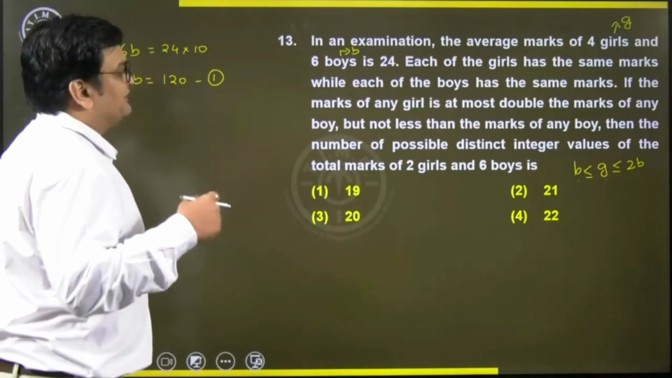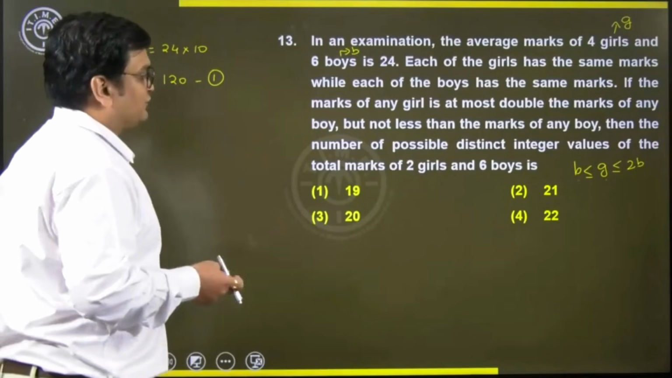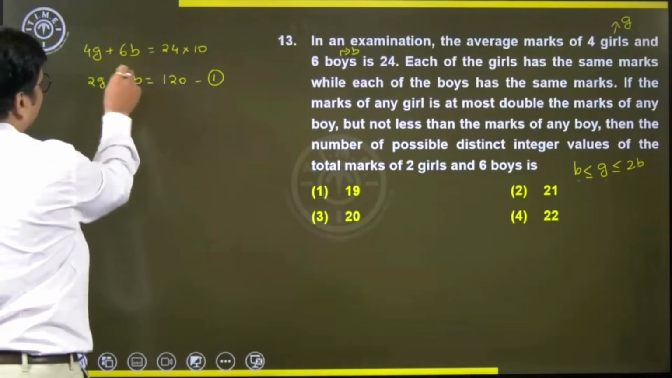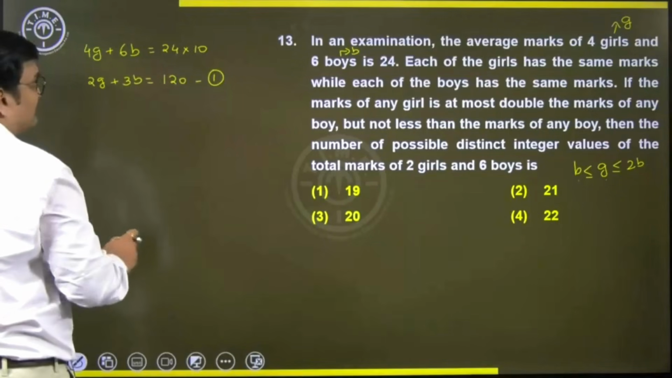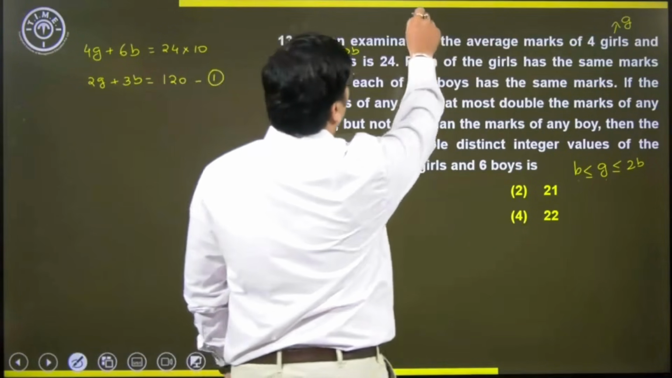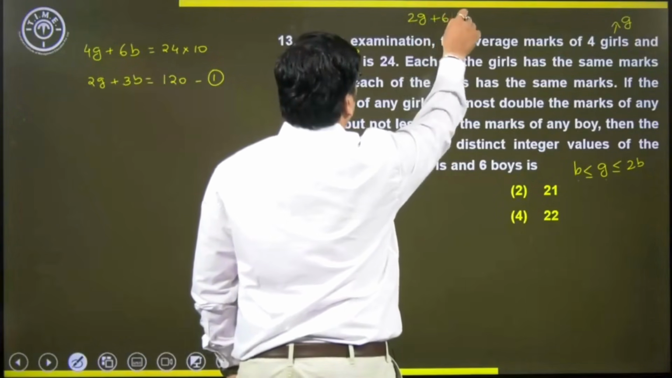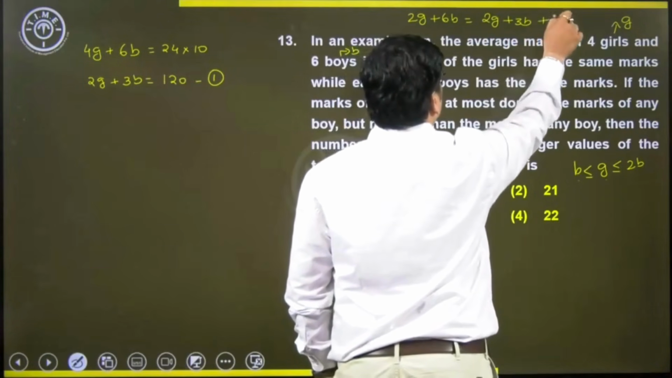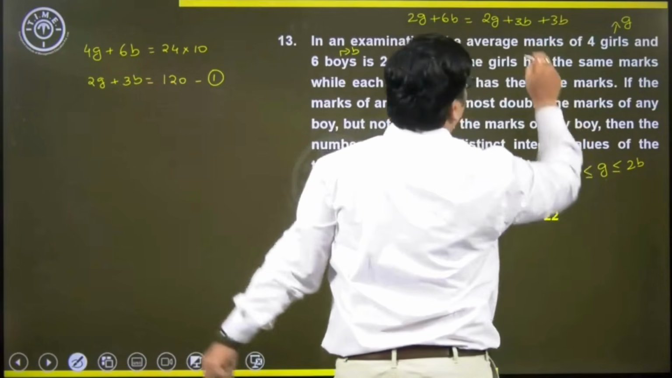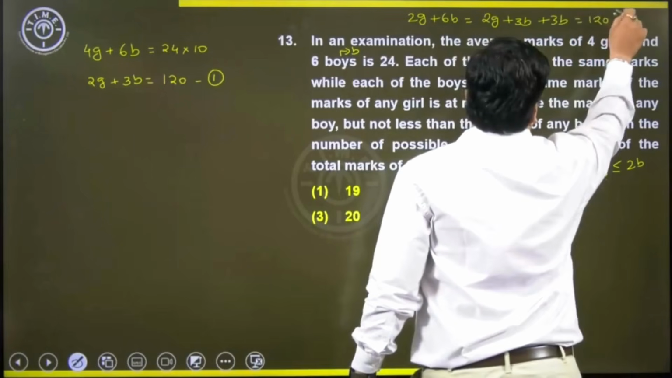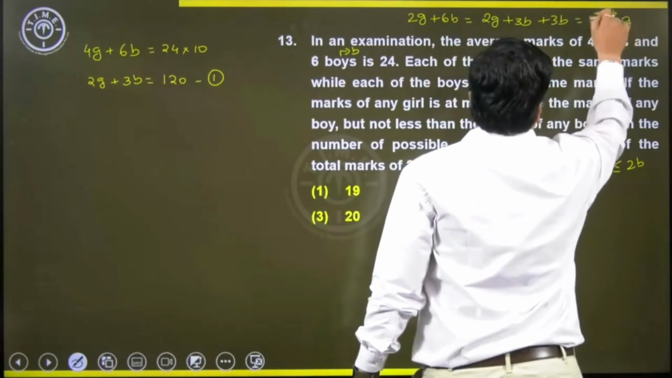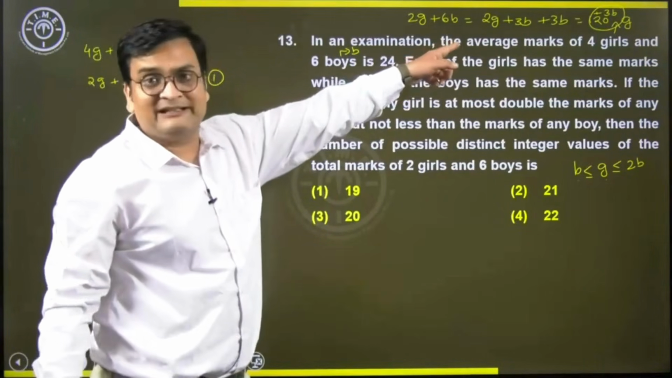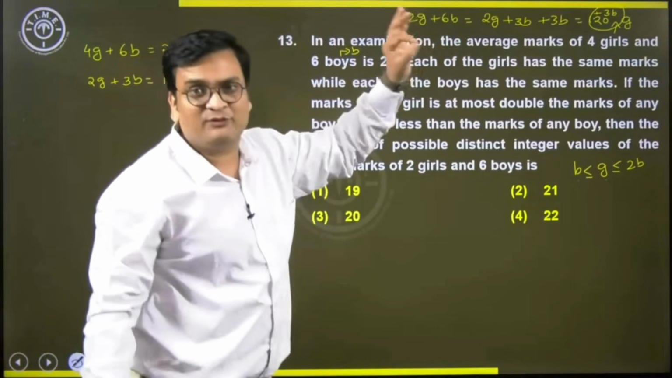Okay. Next, the number of possible distinct integer values of the total marks of 2 girls and 6 boys. When I say 2 girls and 6 boys, please note that 2 girls and 3 boys is 120. So, can I say 2 girls and 6 boys will be nothing but 2 girls plus 3 boys plus 3 boys. And I already know 2 girls plus 3 boys is 120, so it is 120 plus 3B.